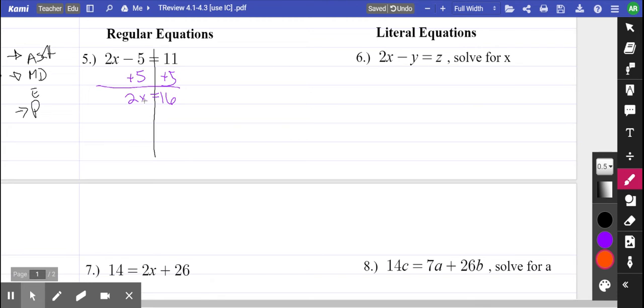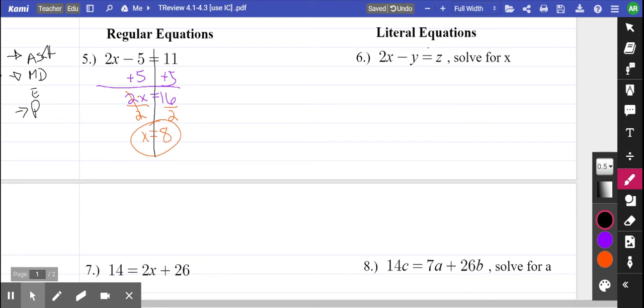Now, this 2x, to get rid of it, it's being multiplied, right? Because there's that implied multiplication. Mathematicians don't like to write the multiplication sign down. So they just drop it, and they just write the variable and its coefficient next to each other to show you that it's being multiplied. So to do the opposite, we divide. x equals 8. And we're done.